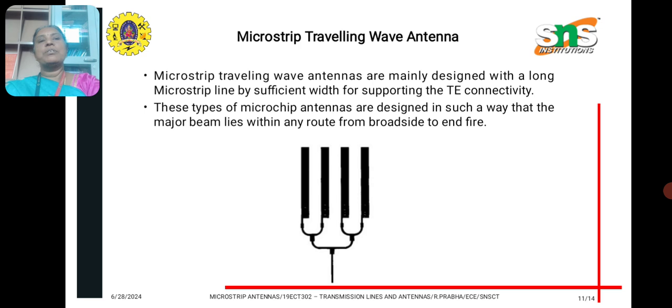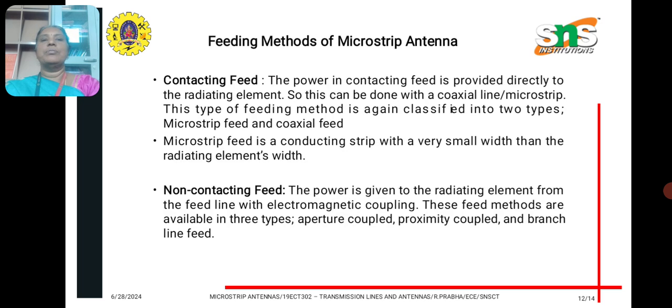So the third type is the microstrip traveling wave antenna. These antennas are mainly designed with a long microstrip line of sufficient width for supporting the TE mode. These types of microstrip antennas are designed in such a way that the major beam lies within any route from broadside to end fire. Now the feeding methods: the contacting feed and the non-contacting feed. In contacting feed, the power is provided directly to the radiating element. This can be done with a coaxial line or microstrip.